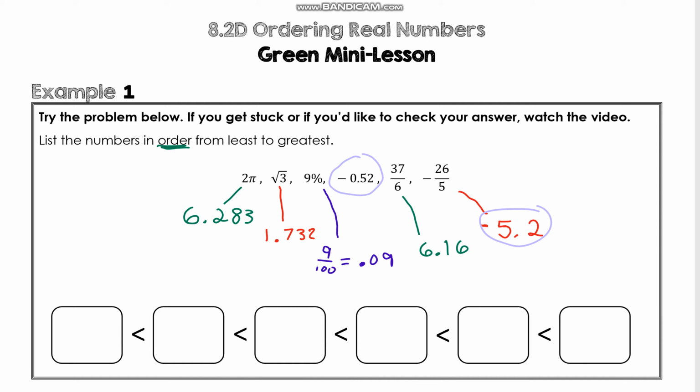Why did you think it was the other one at first? Because it looked the smallest. But how do you know that negative 5.2 is actually the smallest? Because it's the farthest from 0. Yeah. If we had a number line, looking at 0, the smallest numbers are to the left. Negative 5.2 is further left than negative 0.52.